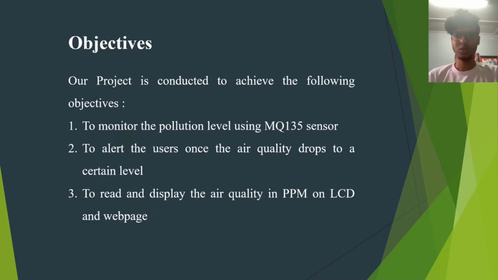our objective is to alert all the users once the air quality in a certain area drops, because after we detect it, we can alert them so they can take precautions before exposing themselves in that area. Next, our objective is to read and display the air quality on the LCD and web page.